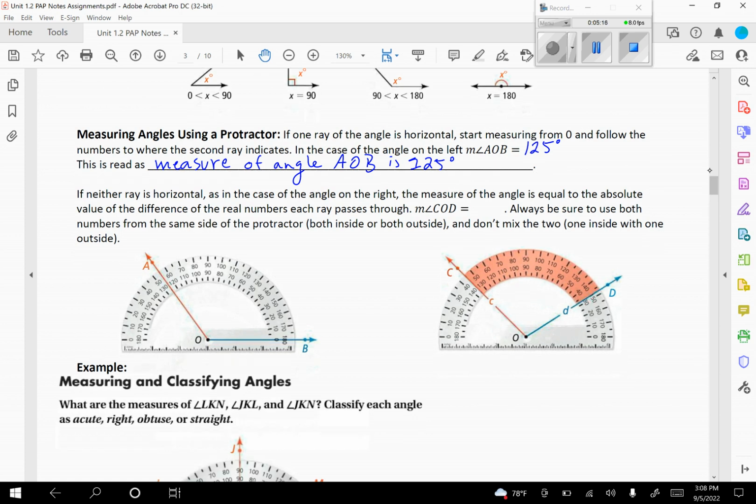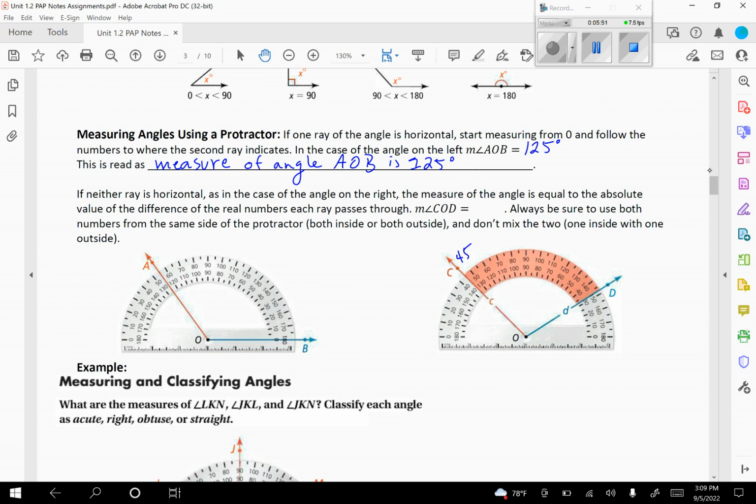If neither ray is horizontal, as is the case over here on the right, then the measure of your angle is always equal to the absolute value of the difference of the real numbers that each ray passes through. So you've got to look and see where your endpoints are. Point C looks like it's at about 45 because it's between 40 and 50. And notice I use the outside numbers, right? So when I go over here to the other one, I also have to use the outside. So basically, if you start with outside, you stay with outside. If you start with inside, you stay with inside.